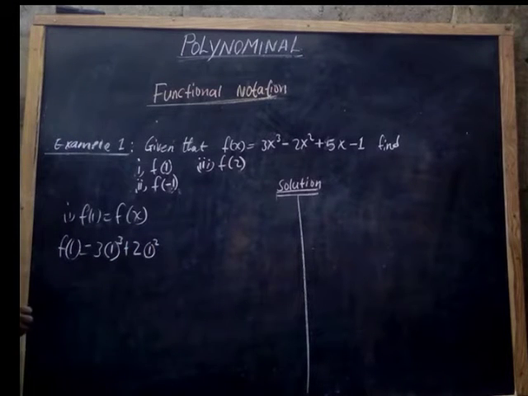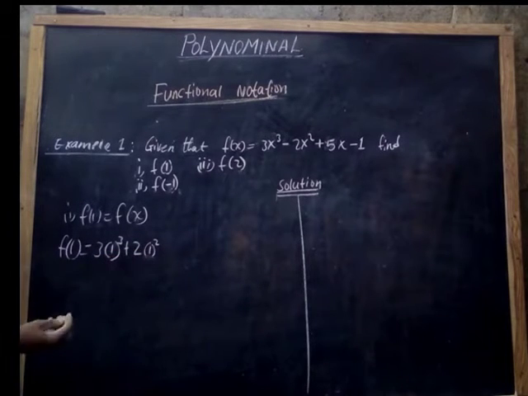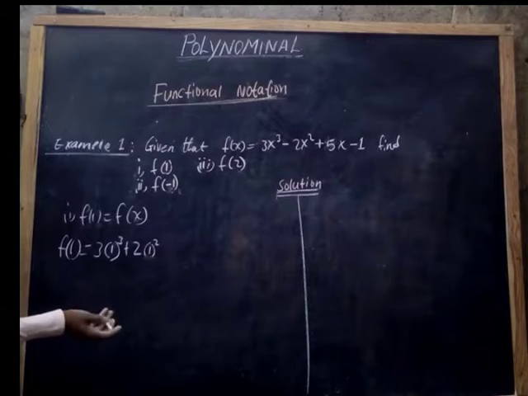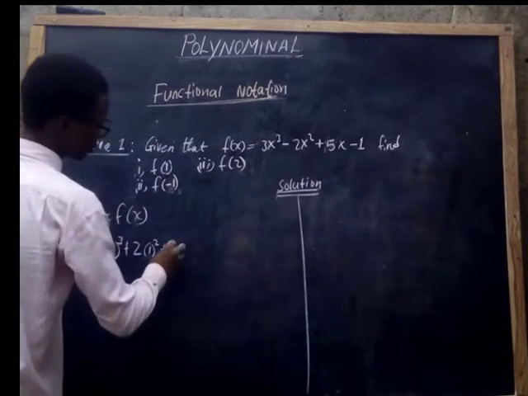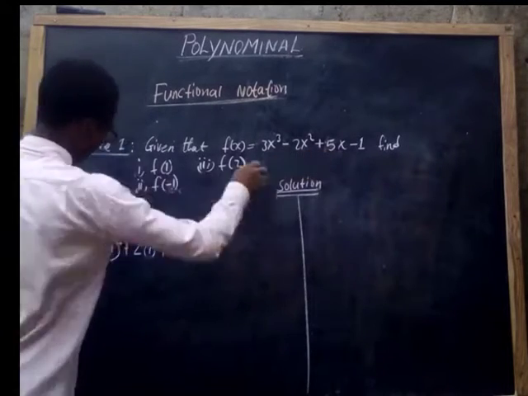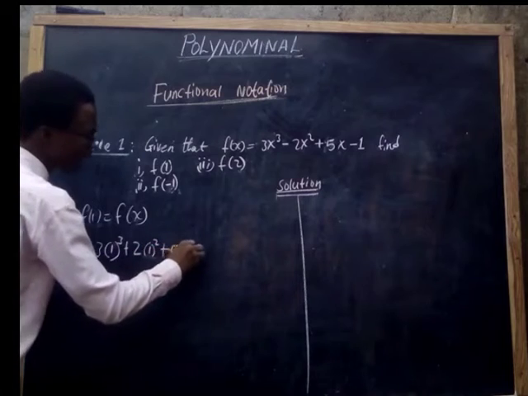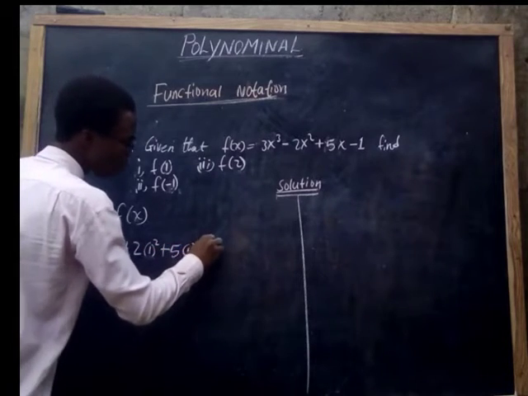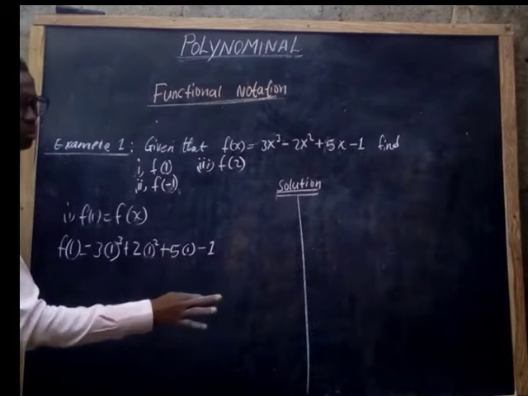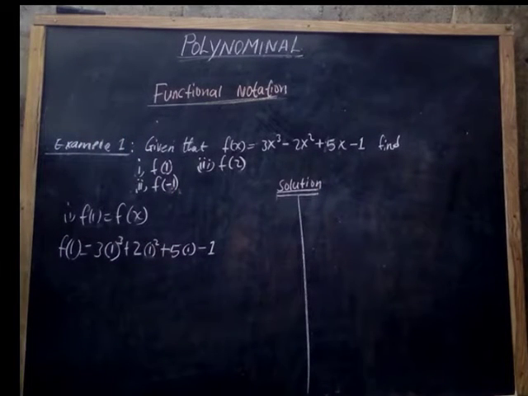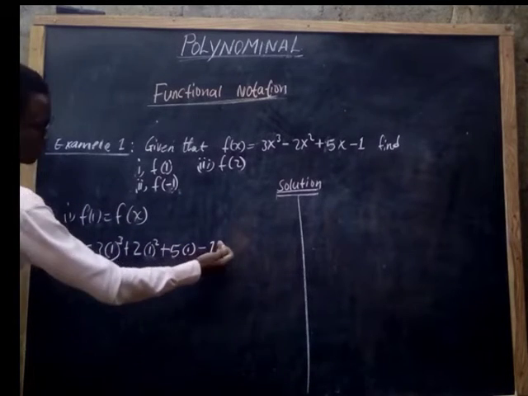Always, anytime you are substituting, put what you are substituting in brackets. Plus 5. What is this? It's 5x, so you don't put x, you put the value of x, which is 1. So 5 bracket 1, minus 1. Remember, this 1 does not have x, so you don't multiply it by x. It's just 1 there. There's no x close to it, that's why we just put 1.